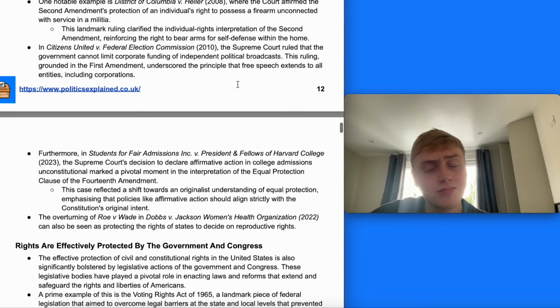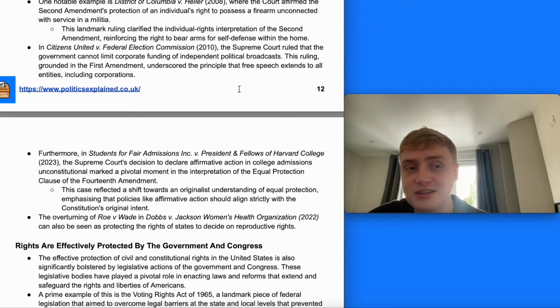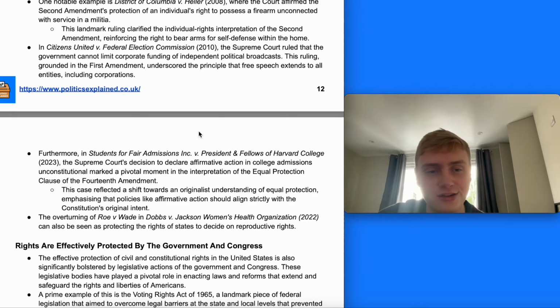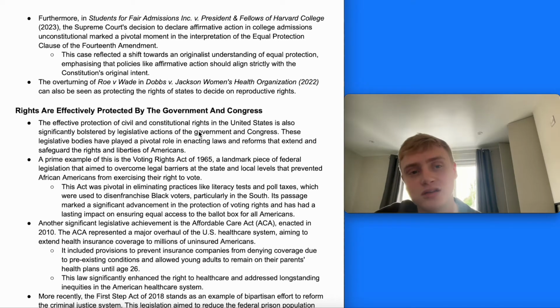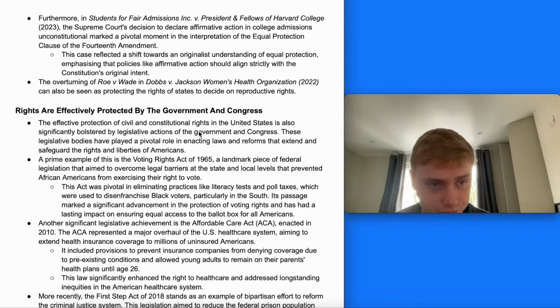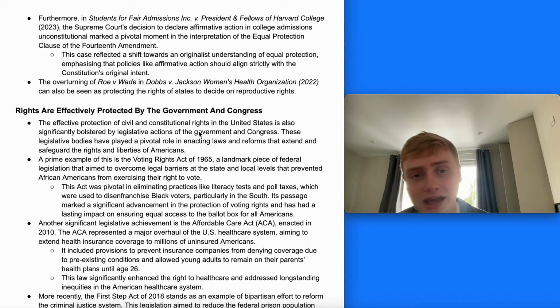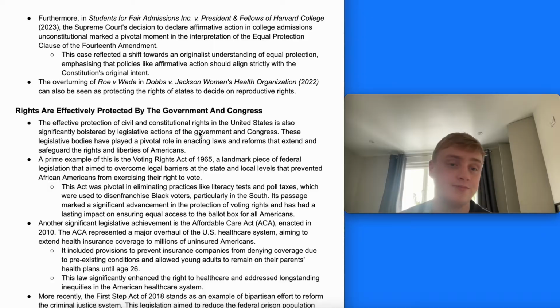In Citizens United, it can be seen as protecting freedom of speech in the First Amendment, underscoring that free speech extends to all entities, including corporations. And in Students for Fair Admissions, it can be argued that the striking down of affirmative action was key to protecting rights, reflecting a shift towards an originalist understanding of equal protection and protecting against discrimination based on race. Whilst the overturning of Roe v. Wade can be seen as protecting the rights of states to decide on reproductive rights.